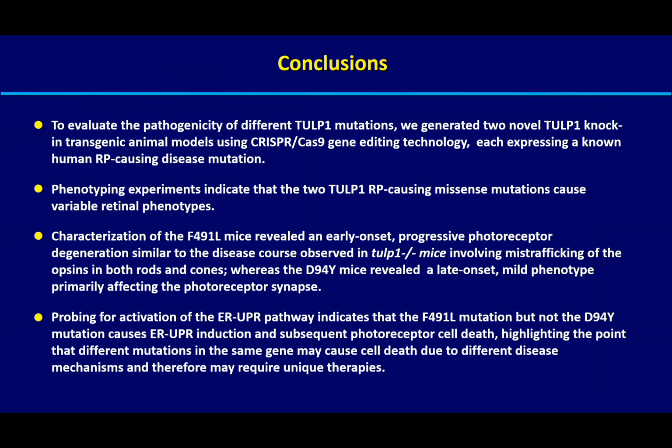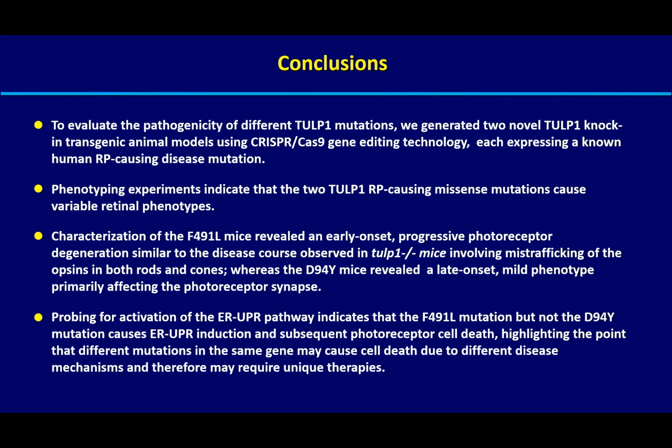So the conclusion from our study was that we wanted to evaluate the pathogenicity of the different Tulp1 mutations, and we generated these two novel mouse models, each expressing a different RP causing mutation. And these phenotyping experiments indicate that the two mutations cause variable retinal phenotypes. And that when probing for a specific mechanism, we saw that the ER-UPR pathway is activated in the F491L model, but not the D94Y, highlighting the fact that different mutations in the same gene may cause cell death due to different disease mechanisms and may then require unique therapies.